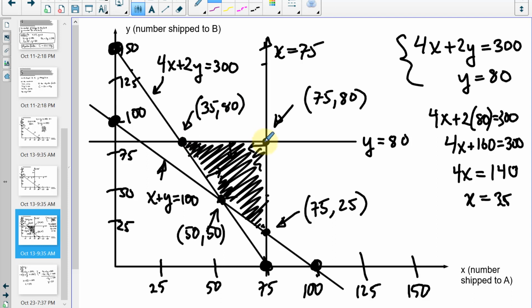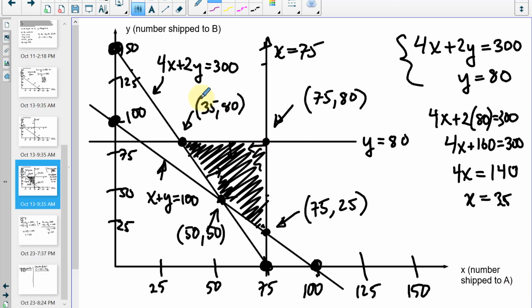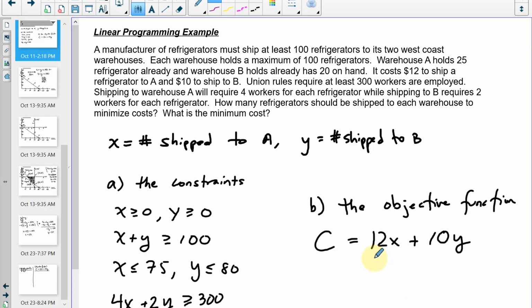We just take these, we have 5 points, we're going to plug them into the objective function and choose which of these produces the lowest cost. Okay, so at this point we'll take each of these corner points, this point 35, 80, this point here 75, 80, this point 75, 25, and this point 50, 50. Take each of those corner points, plug it into the objective function. Remember the objective function we identified back at the beginning, 12x plus 10y as the cost.